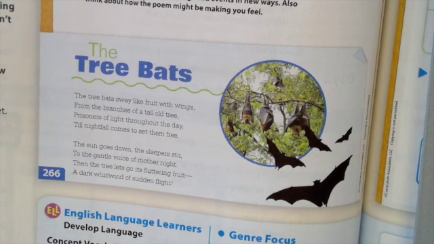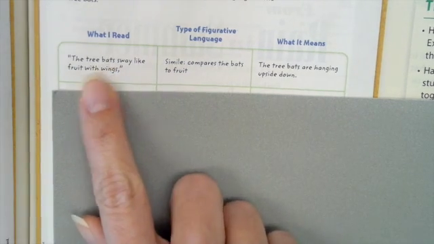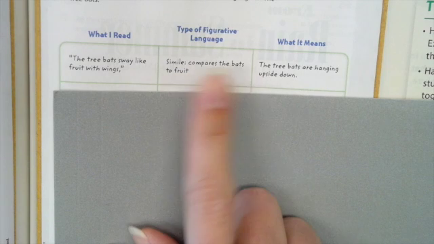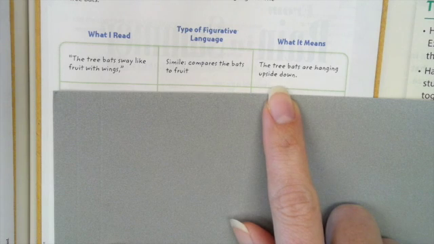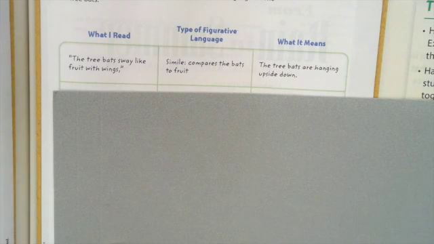Did you see any similes, metaphors, or personification in there? Hopefully you did. So we will look at page 267. The first one is actually done for us. The tree bats sway like fruit with wings. It's comparing tree bats to fruit using the word like. So that is a simile to compare the bats to fruit. It really means the tree bats are hanging upside down because they're swaying. So they're not flying, they're swaying and attached to the tree, hanging upside down.